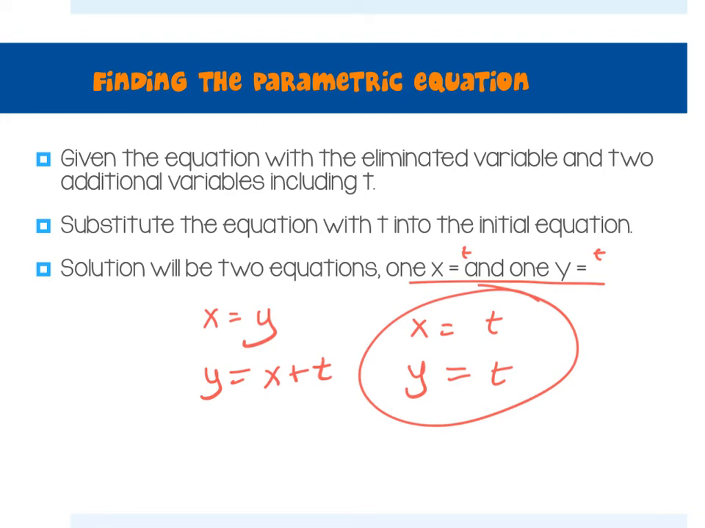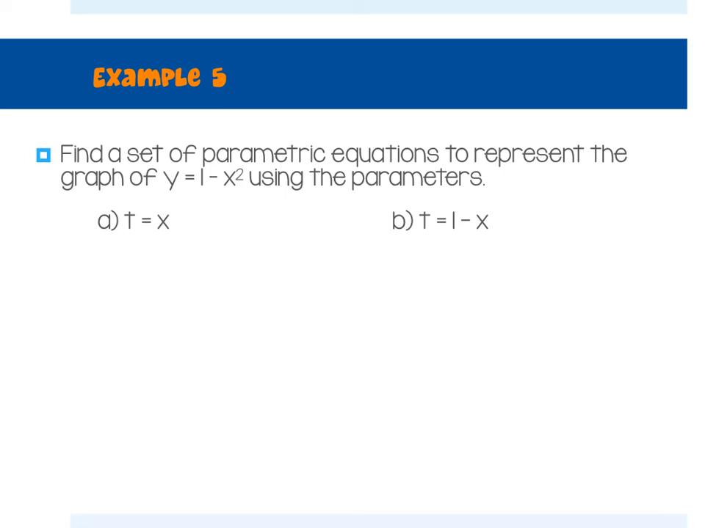So you're going to start with two equations, but one of them is not going to have the t. You have to solve the second equation for the t and plug it in to the first equation, resulting in two equations that have t. So they look like this.